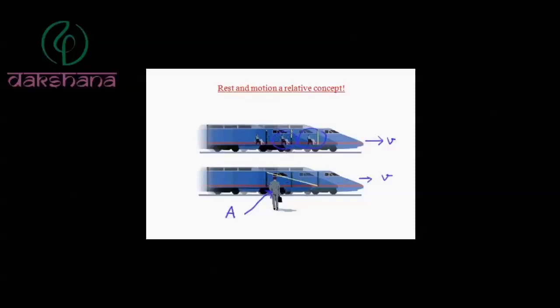Now when we analyze the state of the train with respect to passenger A standing on the platform, we find that the train is moving rightward with velocity v. So the train is at rest for passengers inside the train, but the same train is in motion for the passenger standing on the platform. So rest and motion is a relative concept. Without the observer, rest and motion have no meaning. So now we will move to some basic definitions.